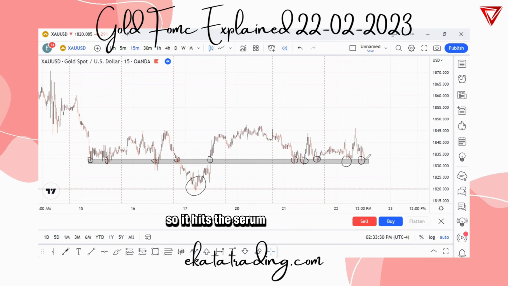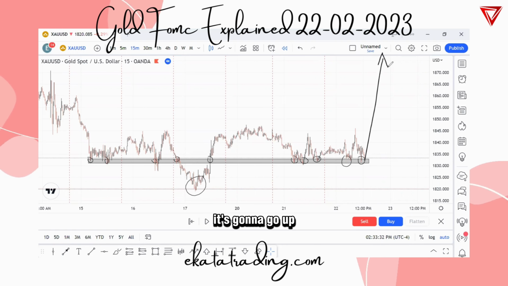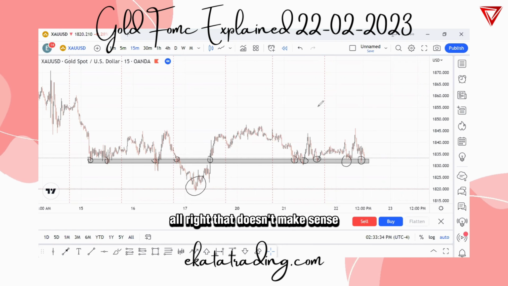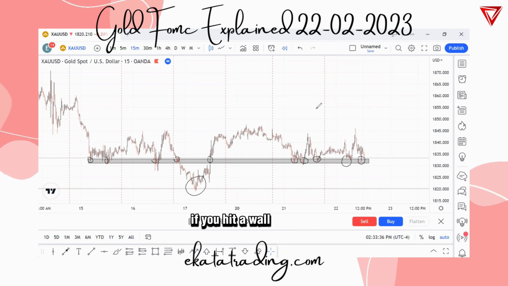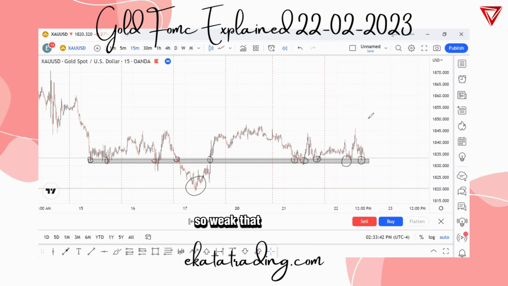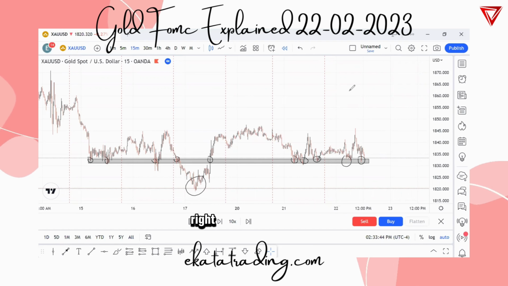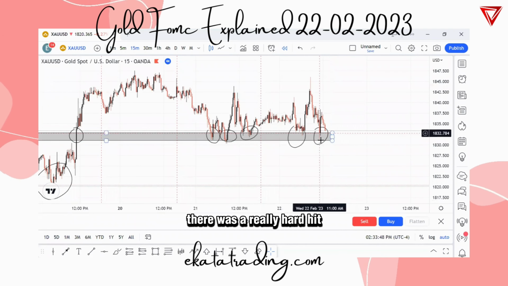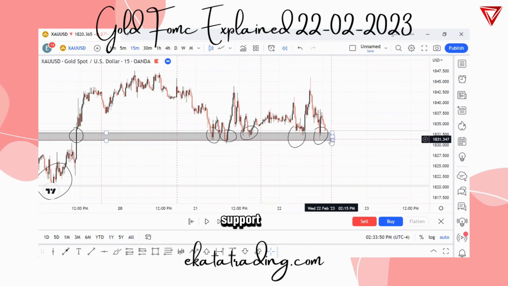So it hits this area multiple times, it's going to go up. All right? That doesn't make sense. If you hit a wall 5, 6 times, eventually it's going to get weaker. And if you can hit it hard enough, it will get so weak that it will break, it will crumble, right? That being the case, there was a really hard hit to this wall that is this support zone.